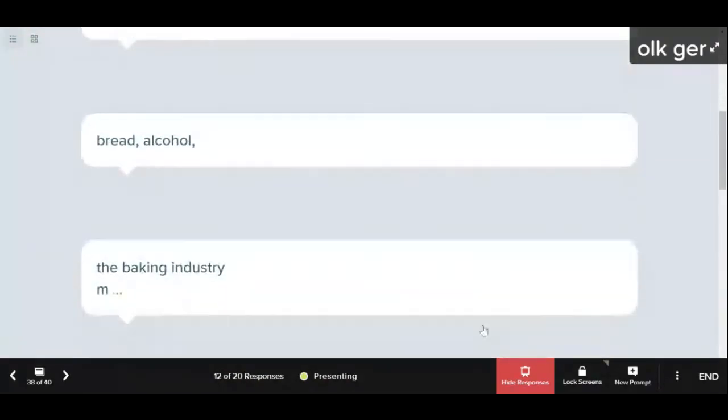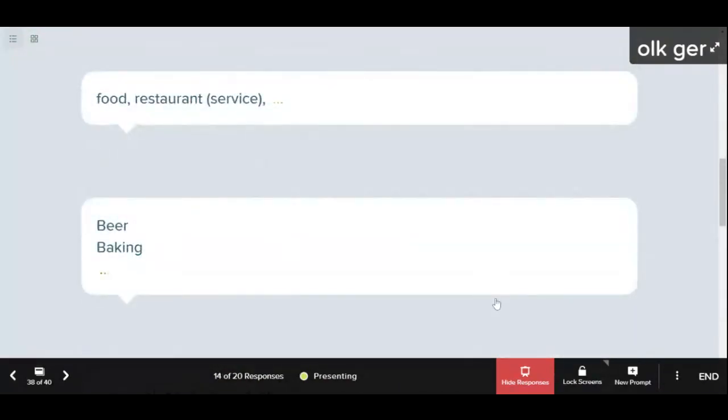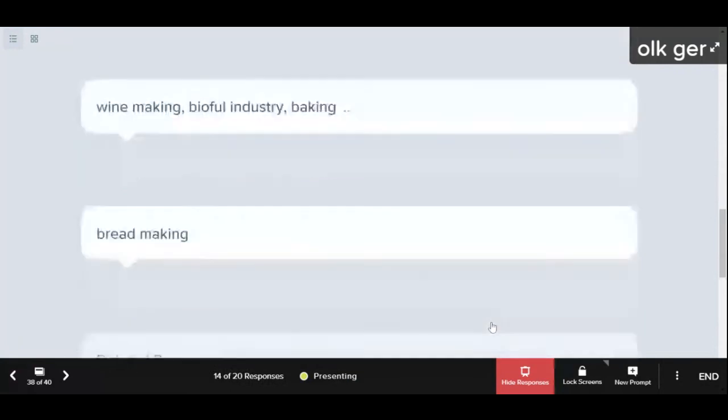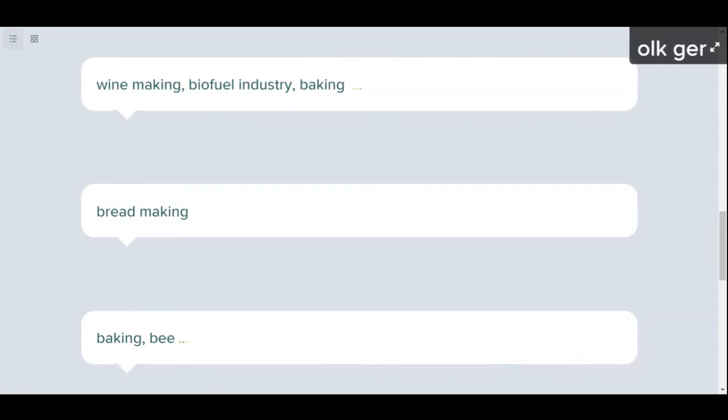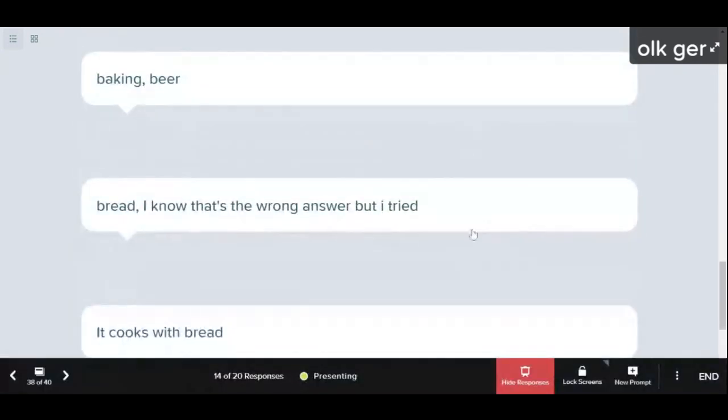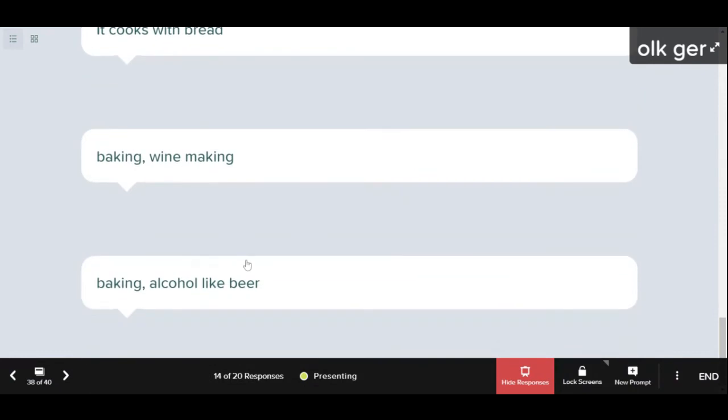Baking, yes. Alcohol industries. Baking industry. Food, restaurants. Yes. Wine industry. Biofuel. I've never thought of biofuel. But maybe they could be trying to harness it. Yeah, maybe if they could somehow harness that carbon dioxide, that'd be interesting. Bread. No, bread's not wrong. It's just they're going to use it more in the baking industry. Cooks with bread, yeah. Bread, baking, wine, yep, all those things.